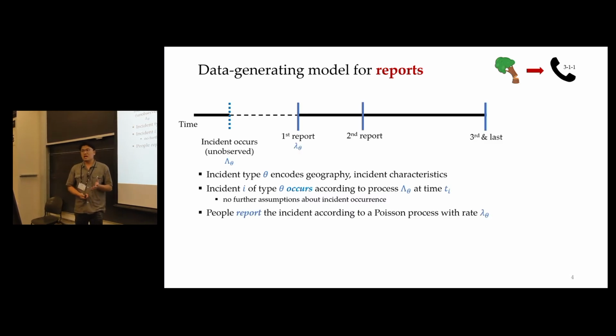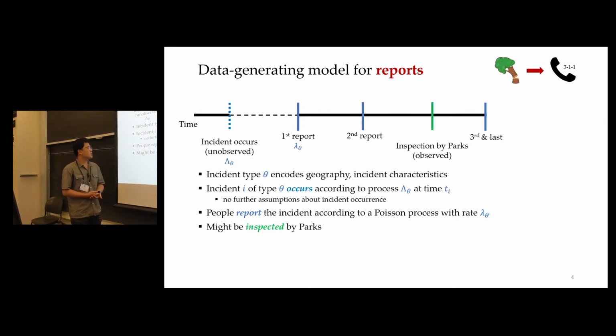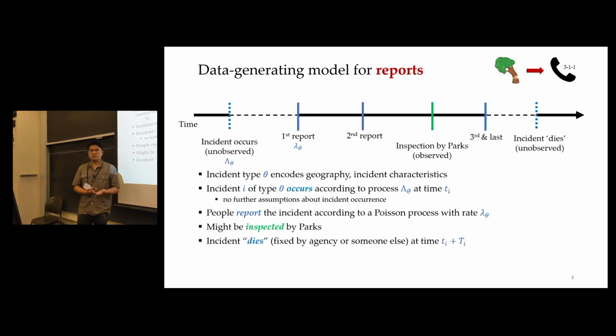After this incident happened, we assume that people report this incident according to a Poisson process with rate lambda theta. Now, this could potentially be non-homogeneous, but for the purpose of tractable estimation, we're using the homogeneous case in our paper. This incident, after it's reported, might be inspected by the Parks Department, and it eventually dies at some unknown time, which might mean it's fixed by the agency or it's just washed away.